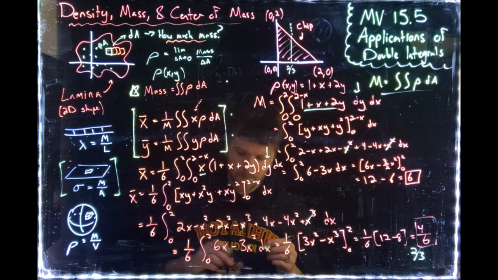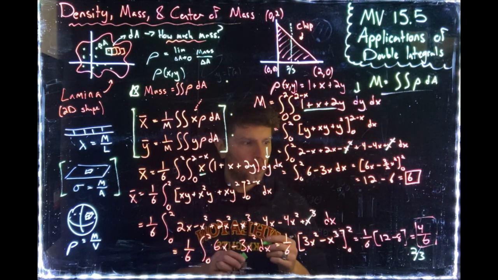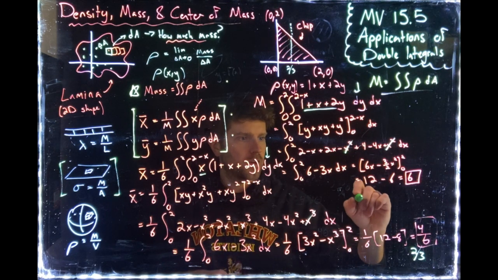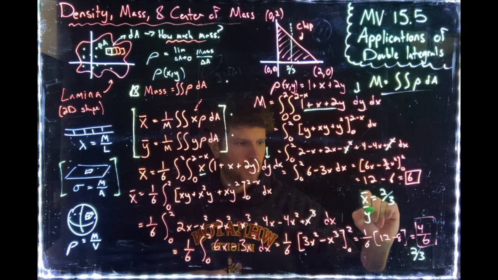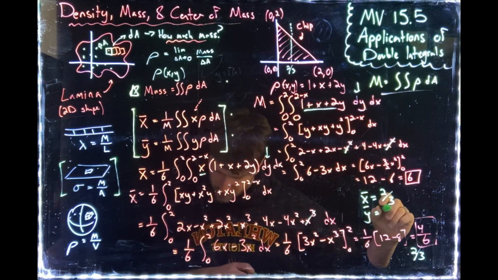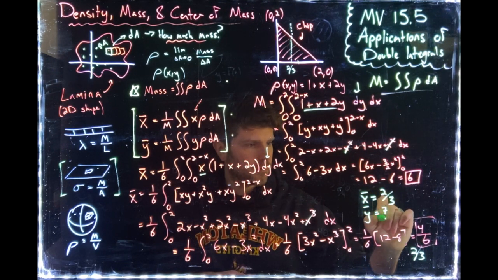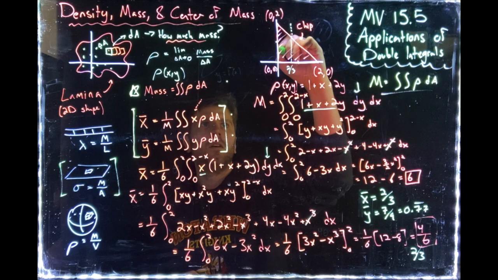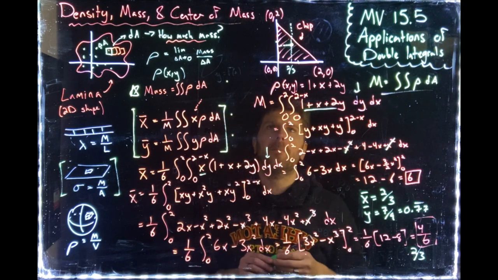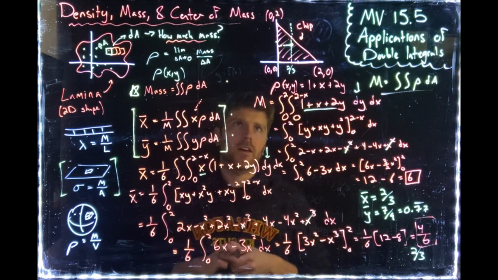X equals 2/3. If you work it out for yourself, if you do the whole y coordinate, the y coordinate turns out to be 7 over 9, which is about 0.7777777. So it's a little bit higher. So the center of mass of our chip is right about there.